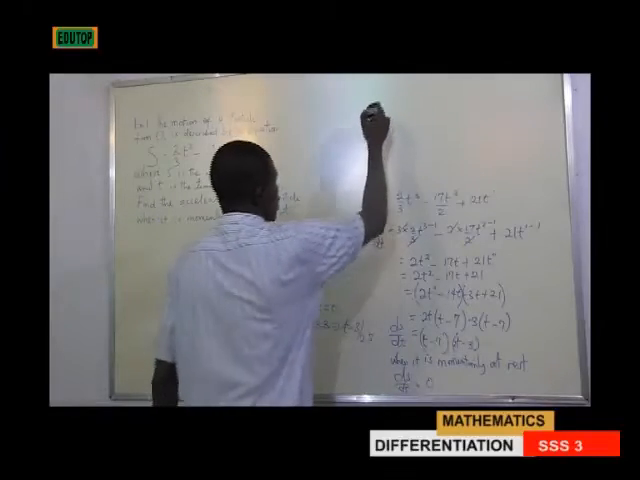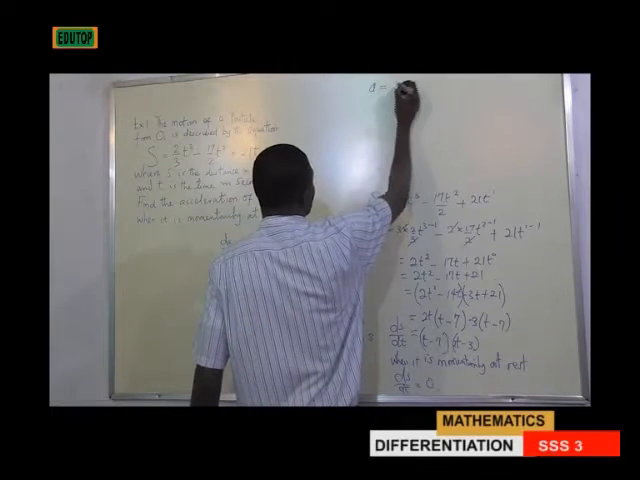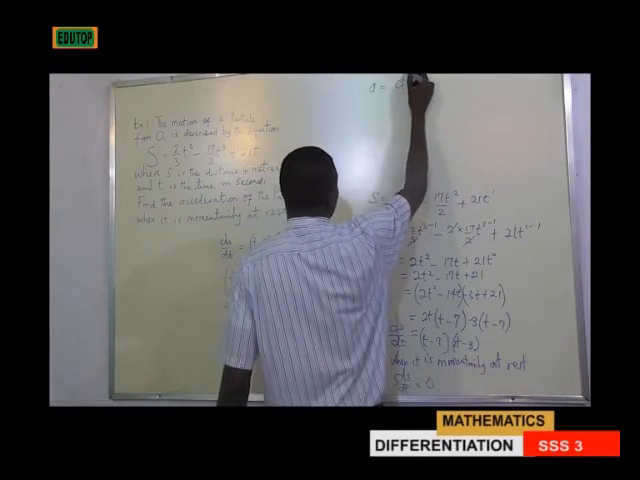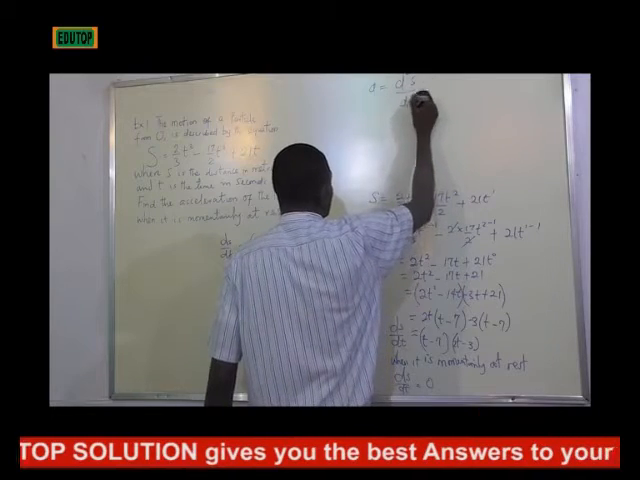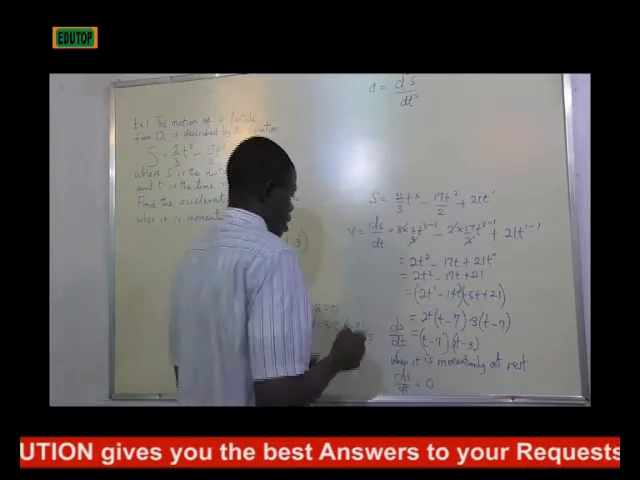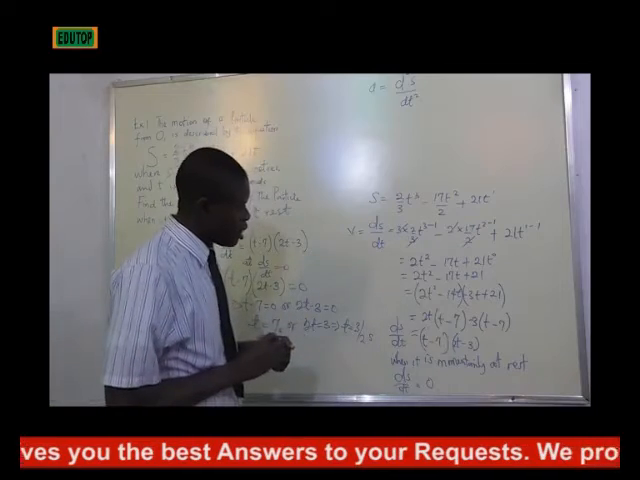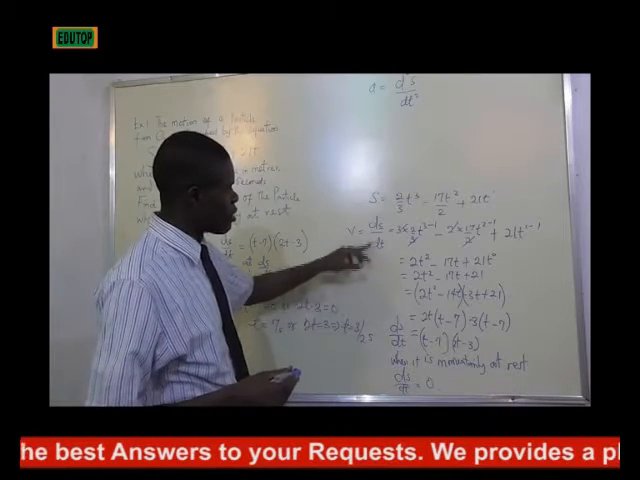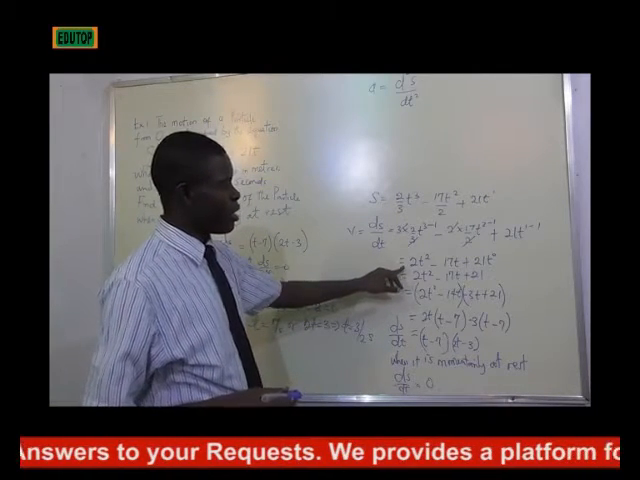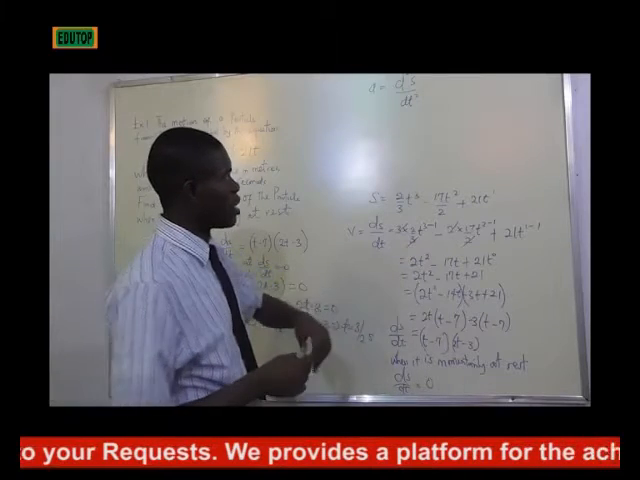We have our acceleration. Acceleration will definitely be d²s/dt². That means we have to differentiate this once again, where this is our ds/dt. So we have to differentiate this once again.